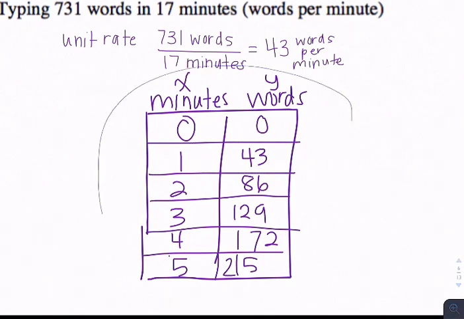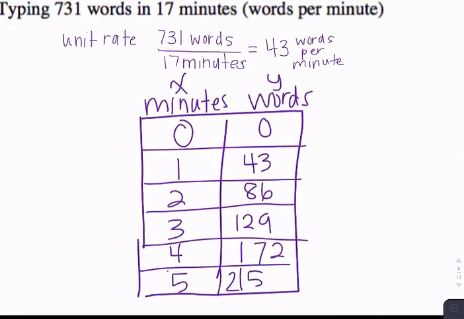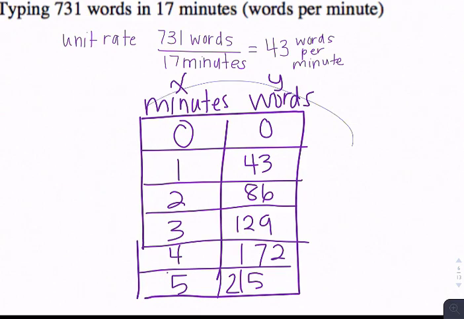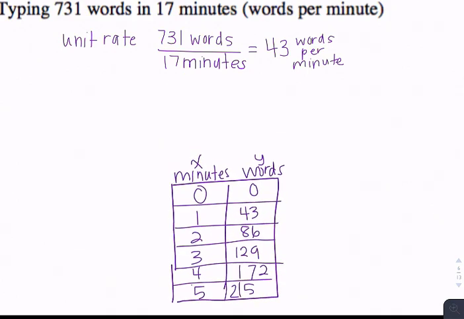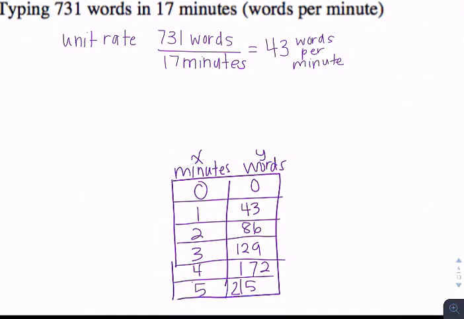I could have picked any amount of minutes to fill out my table. I could have gone and done 17 minutes. I could even add it on here. Oops, let's do that. 17 was 731. So all of these are equivalent to our 43 words per minute. So that is what we are looking for. Now I can make a graph.